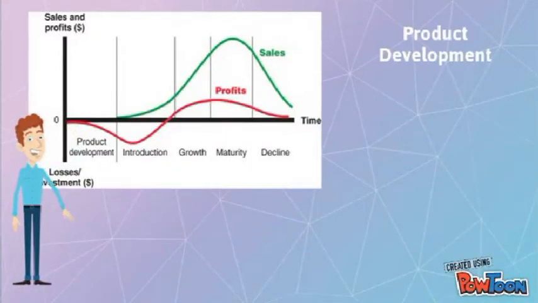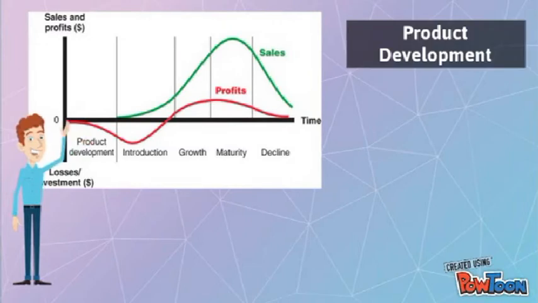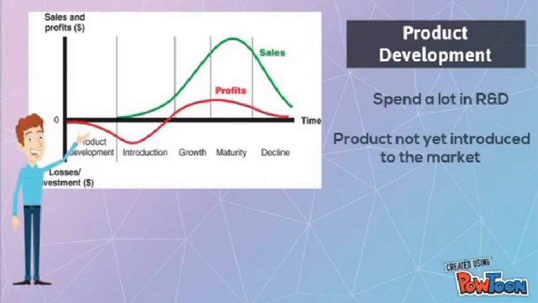Under the first phase, which is the product development phase, the firm is currently spending a lot in research and development costs. At this stage also, the product has not yet been introduced to the market, which means the firm is making tons of losses with no actual sales.